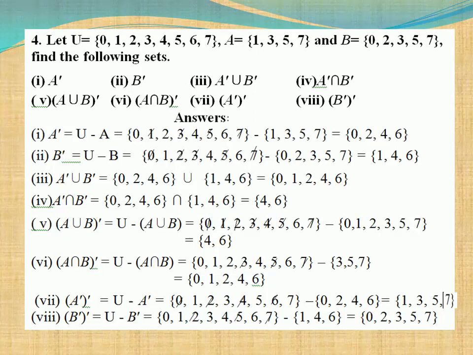And seventh subdivision A dash the whole dash, for this you can get the values of A only. So here U minus A dash, you get 1, 3, 5, 7, that is the set A. And eighth subdivision B dash the whole dash is equal to U minus B dash, which is equal to universal set minus set of all elements in B dash. Cancel the common elements, the remaining elements from U you get the same as B, 0, 2, 3, 5, 7. Over.